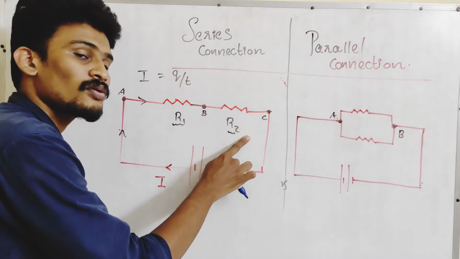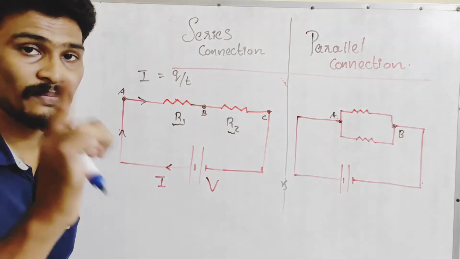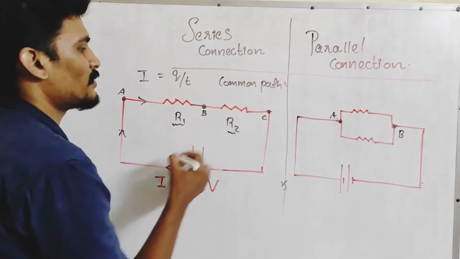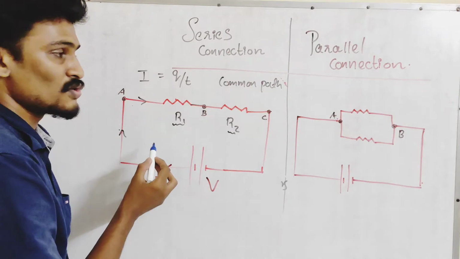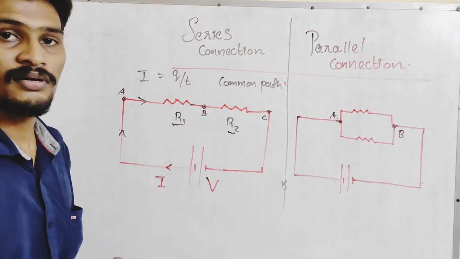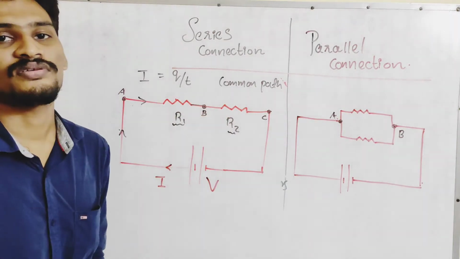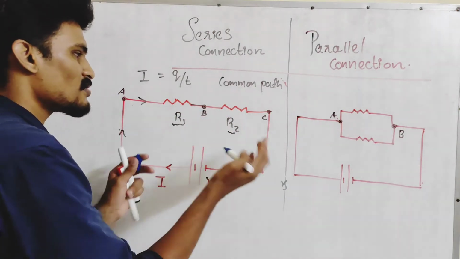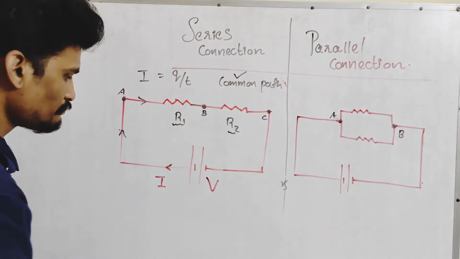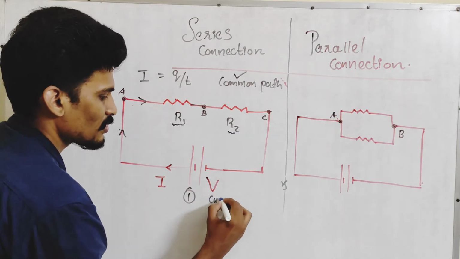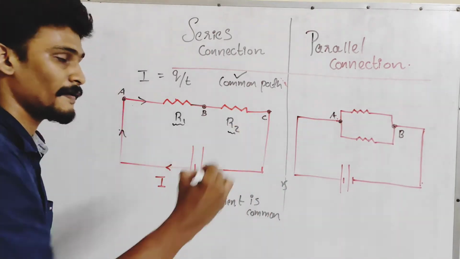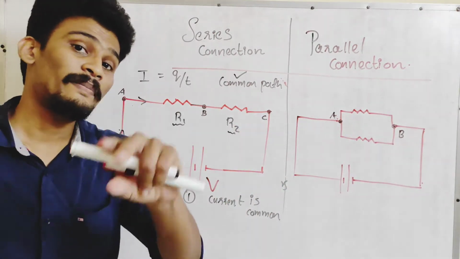So from R1 to R2 there is only one path. That's a very important point. That's a common path. Some common path is existing between these two devices. So whatever amount of charge is flowing through the R1 resistor is sent into the R2 resistor itself. That's why both the resistors are sharing common current because of the common path. So the first point is current is common. Agreed.